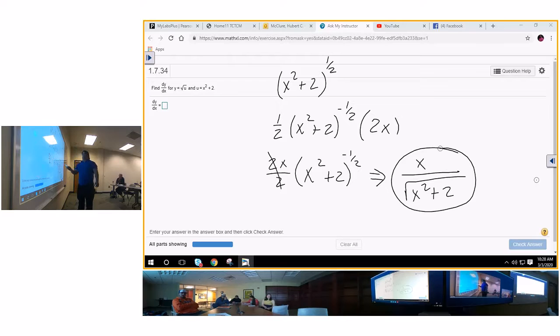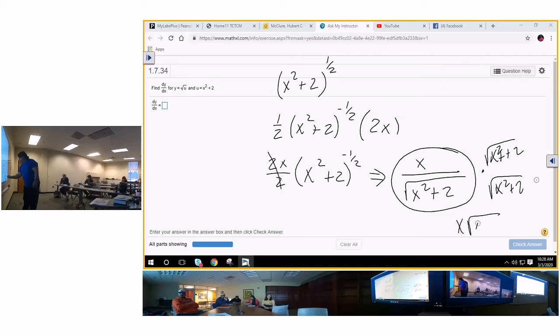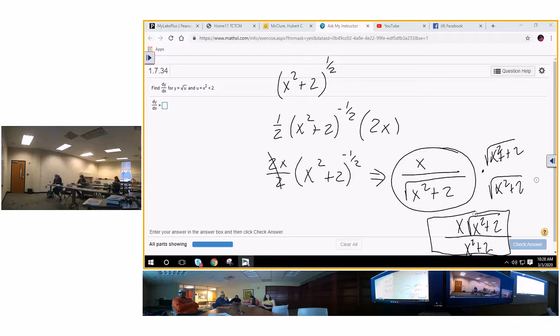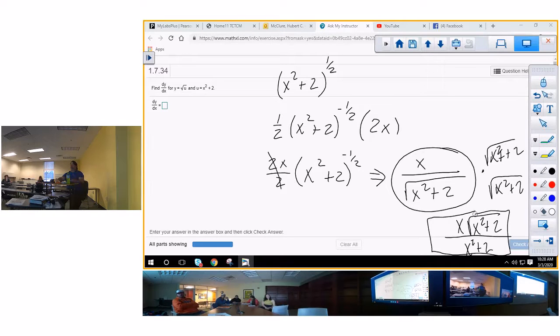Now that's one way to write the answer. That's the way I would write it, but they may take the square root of x squared plus 2 and rationalize it, and that's going to give you x times the square root of x squared plus 2 over x squared plus 2, and then you could just leave it like that. So that may be an answer. I don't know. It depends on how far they go with it. That's a good test question. I just don't like that they're trying to trick you. They're trying to make you go, I don't know how to do that one.